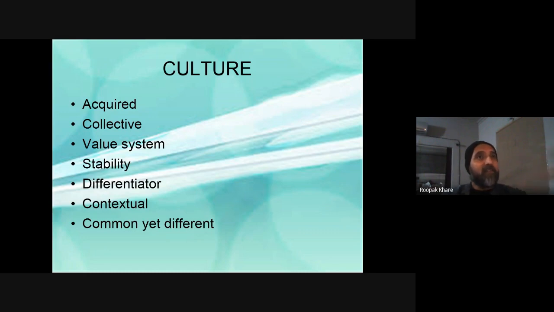Contextual. It has a certain reference. It has a certain past. It has a certain thing related to it. And finally, common yet different. So culture binds people together, but culture is different for different groups of people. So in the world, you have a lot of societies, a lot of countries having different cultures. Every country within itself will have different cultures, and they in themselves will have small groups with different cultures.